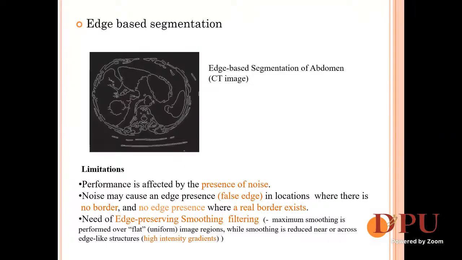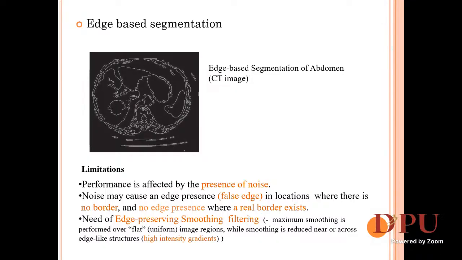Now, the second strategy is called edge-based segmentation. Any segmentation which is based on the edge. There are n number of such segmentations. Now, if you look into this edge-based strategy, you will see it might happen that noise is present in the edge.